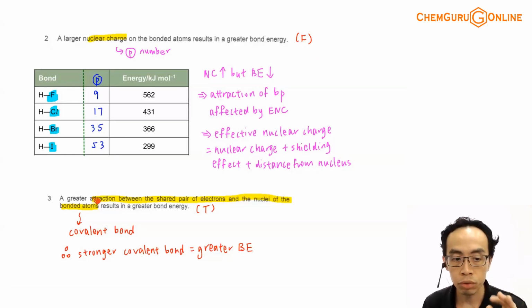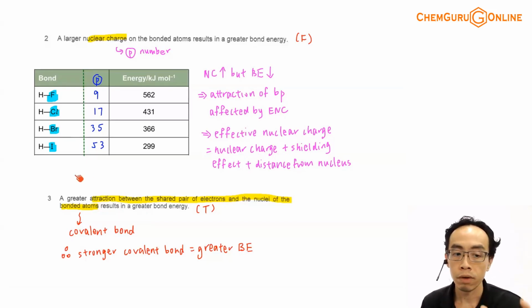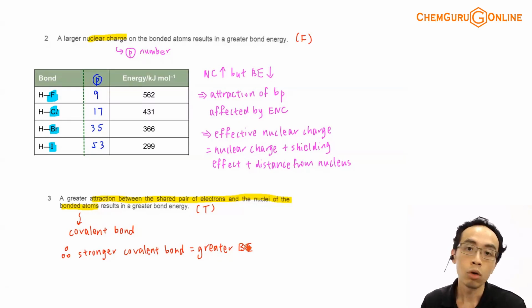It's not true. Statement number 3: greater attraction between shared pair of electrons and the nuclei of the bonded atoms results in a greater bond energy. Now, if you look at this statement, attraction between shared pair of electrons and the nuclei of the bonded atoms is essentially the definition of my covalent bond. So statement 3 is trying to say that if you have a greater attraction for this covalent bond, you have a stronger covalent bond, then you result in greater bond energy. Obviously, this is true because bond energy is the energy required for me to break my covalent bond.